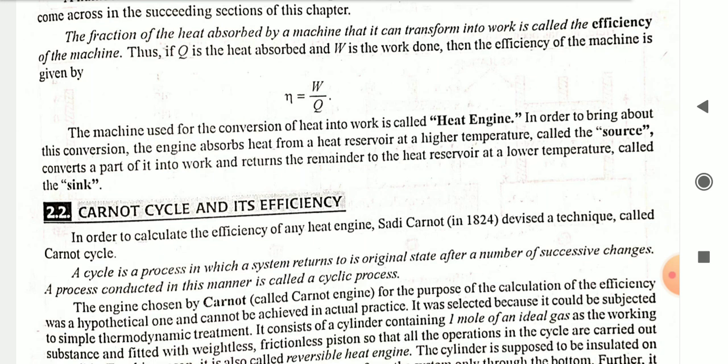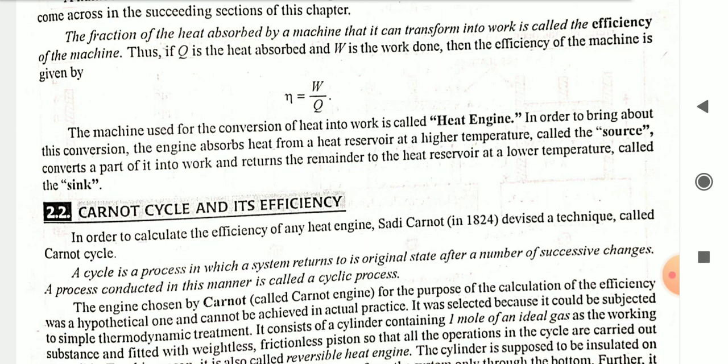Carnot cycle and its efficiency. In order to calculate the efficiency of any heat engine, Sadi Carnot devised a technique called the Carnot cycle. A cycle is a process in which a system returns to its original state after a number of successive changes. A process conducted in this manner is called a cyclic process.